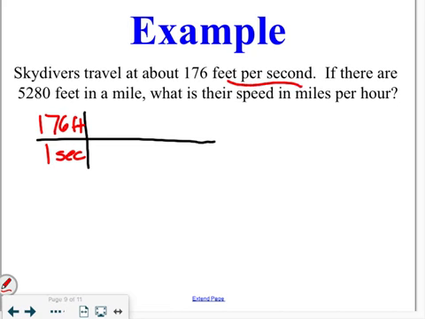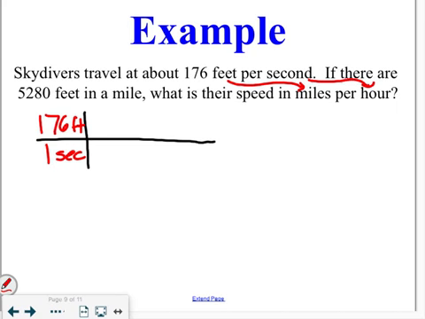If you are looking at this problem, there are going to be 2 different conversions. We have to get our feet into miles, and we have to get our seconds into hours. The nice thing about these conversion chart railroad tracks is that it allows us to do all of that before we have to do any of the multiplication.